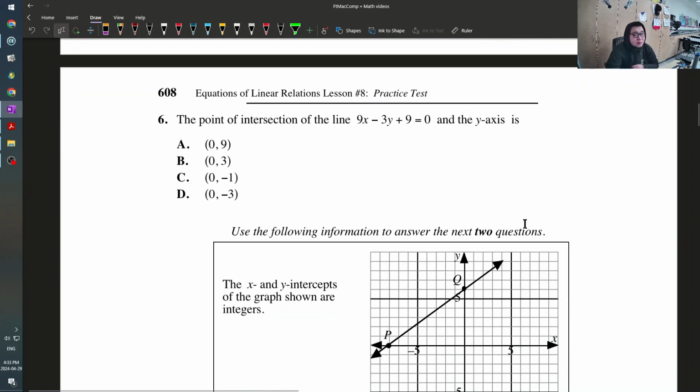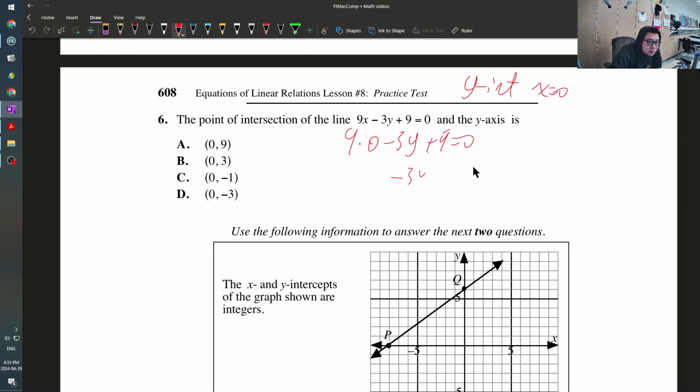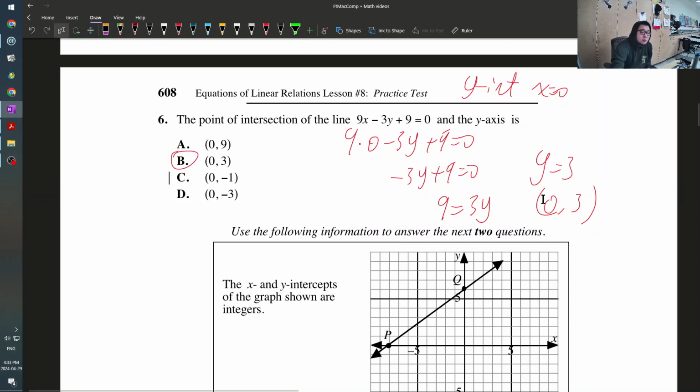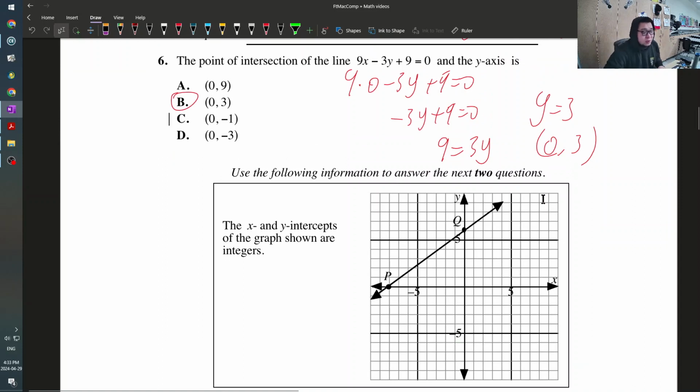6. The point of intersection on the line and the y-axis is, so they want to find the y-intercept. So for y-intercept, x is equal to 0. So 9 times 0 minus 3y plus 9 is equal to 0. Negative 3y plus 9 is equal to 0. Add 3y to both sides, we get 9 is equal to 3y. Y is equal to 3. That means x equals 0, so 0 comma 3 is my solution. 6 is B.